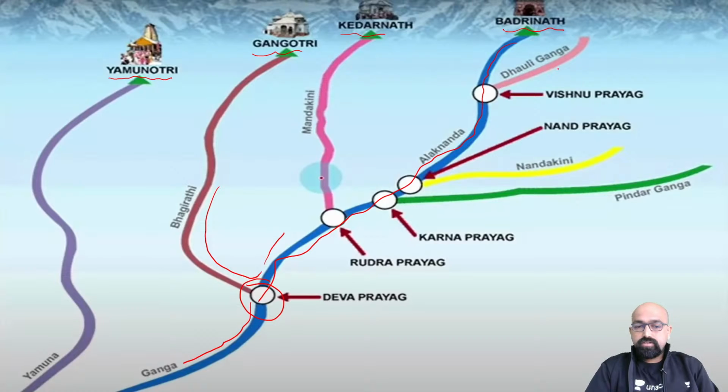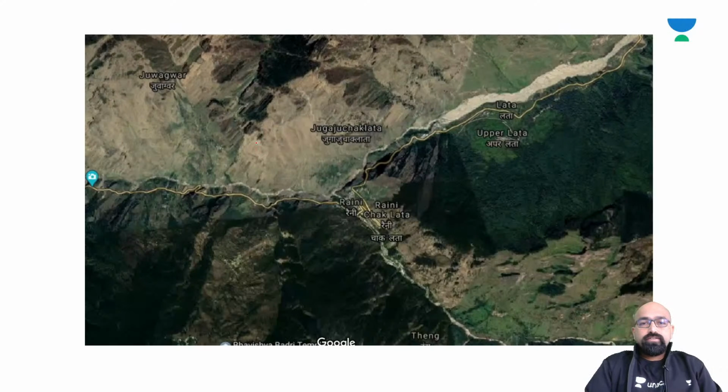Where this flood was observed, or triggered, in this area, right? So now we can say a tributary of Alaknanda is Dholi Ganga, and one tributary of Dholi Ganga is Rishi Ganga, right? So now we'll see this, the tributary of Dholi Ganga, through the maps as well.